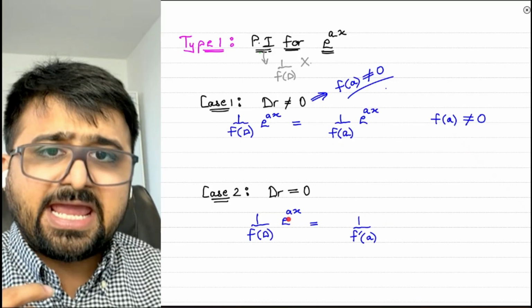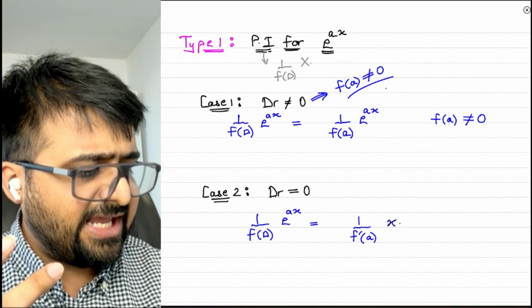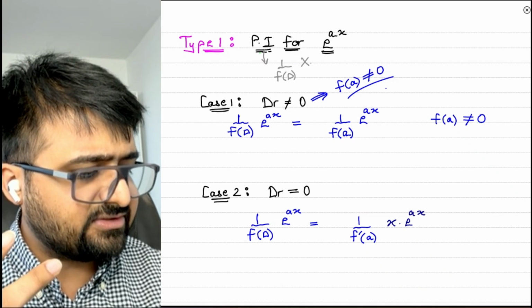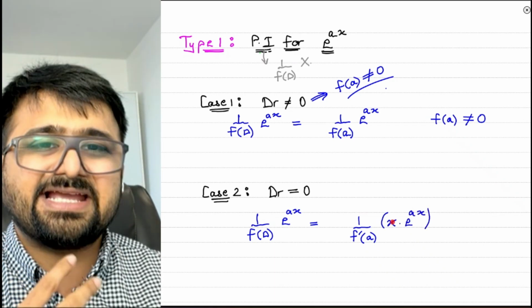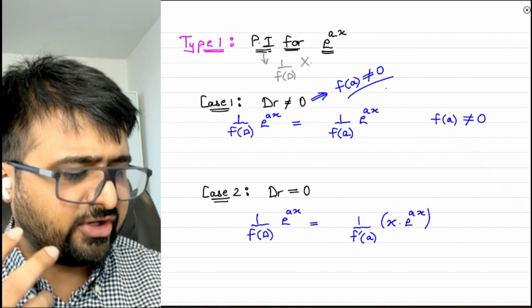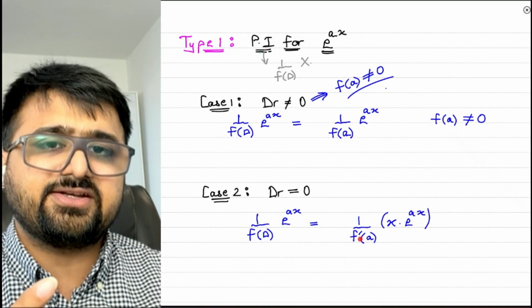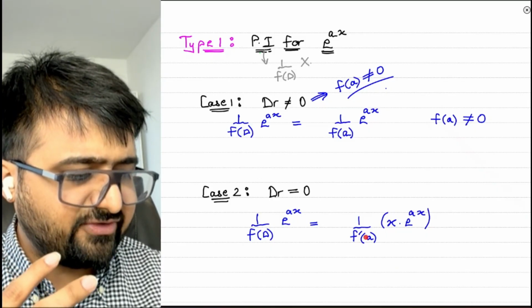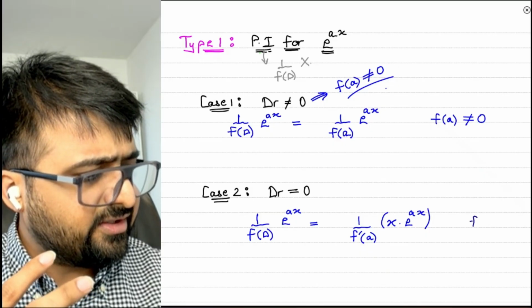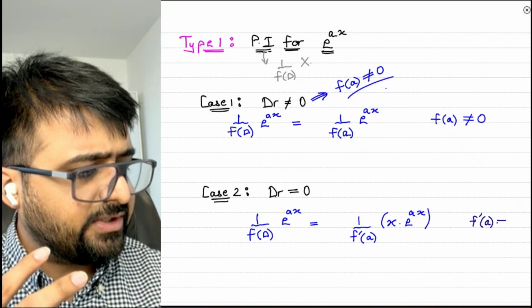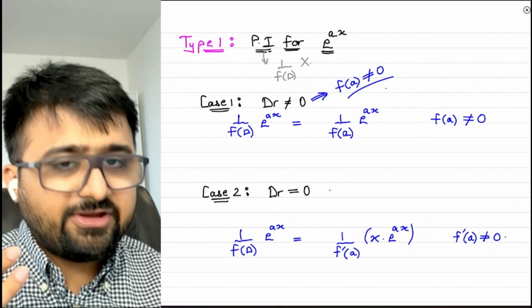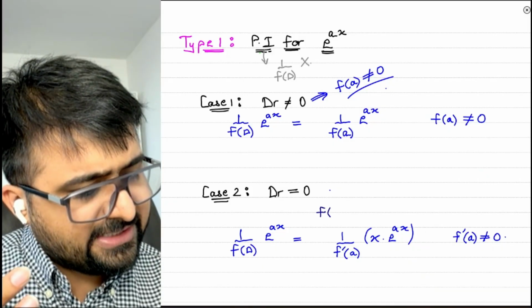And instead of e to the power ax, just write x into e to the power ax. Okay. So basically just add that extra variable x. Now in this case, you have to remember that f dash of a is in the denominator. Since f dash of a is in the denominator, f dash of a cannot be equal to 0. Okay. So now we have discussed what to do when f of a is equal to 0.